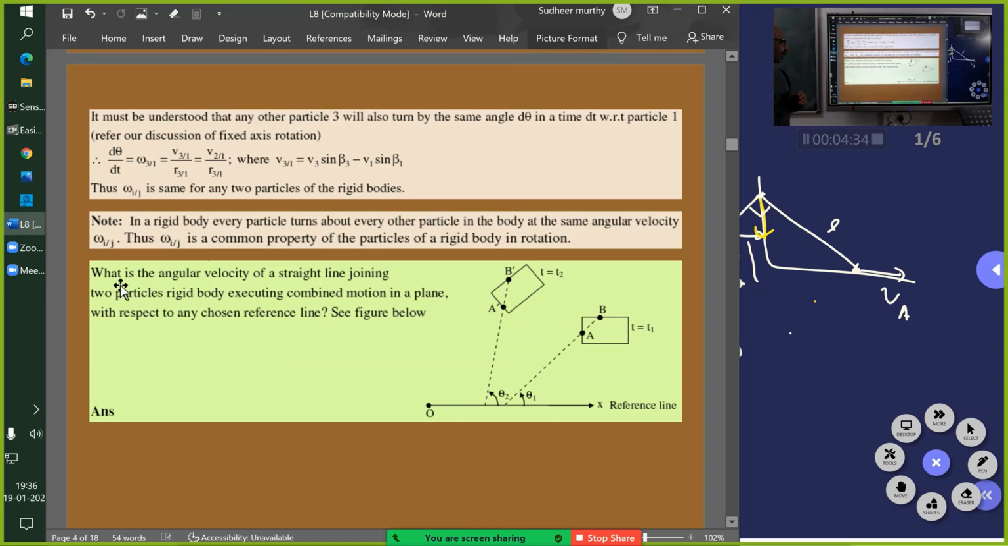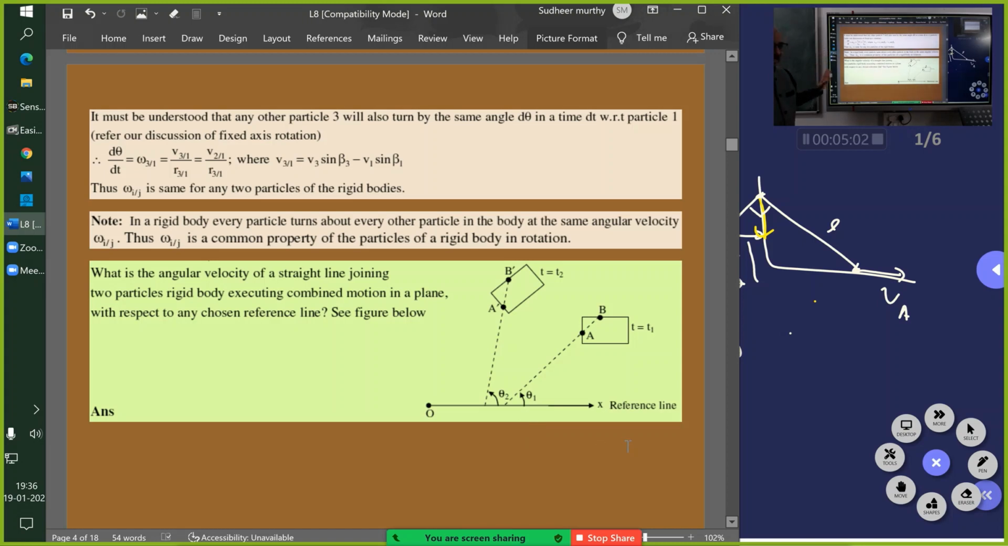Now let's see this issue here. What is the angular velocity of a straight line joining the two particles of a rigid body executing combined motion in a plane? So we experimented with knowing the velocity vectors. Now here you can see the orientation changing, with respect to any chosen reference line. See, we experimented there with respect to what?